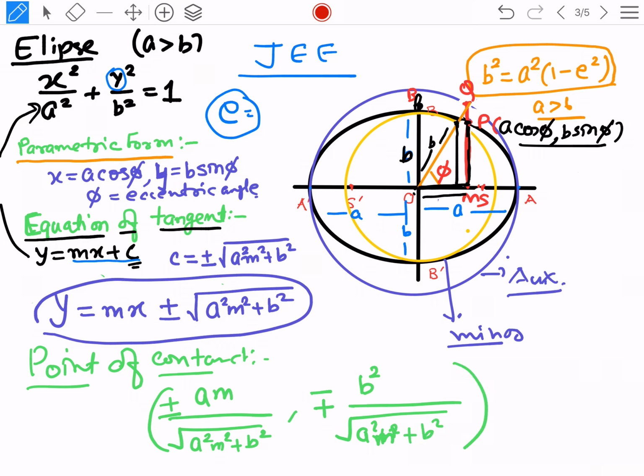Actually, when we put this value in place of this equation, then it will be fine. So if it is plus, then it will be minus, and if it is minus, then it will be plus. So therefore this is the point of contact, and this is the equation of tangent at an ellipse, and this is the parametric form of ellipse.